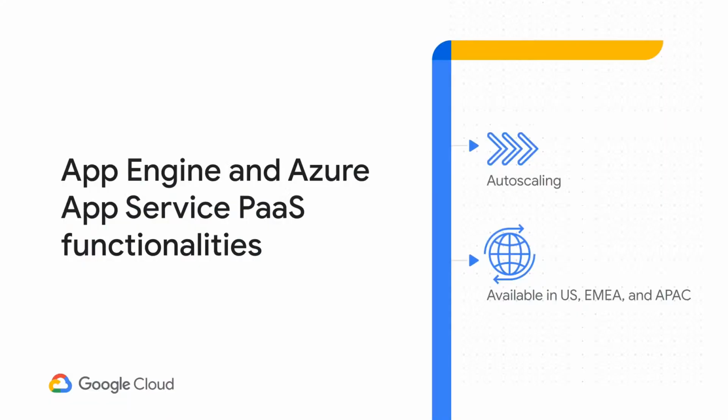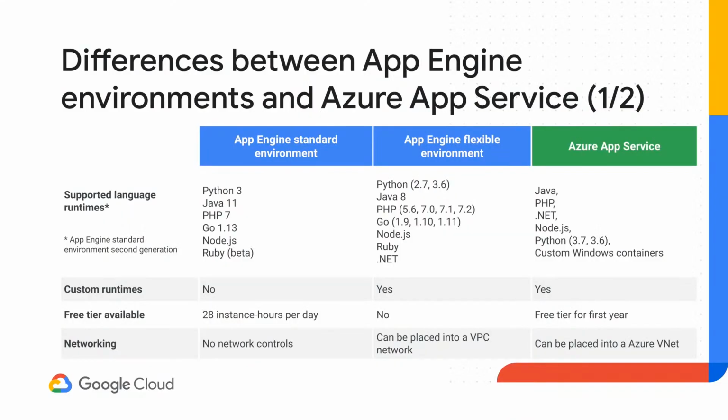App Engine Standard Environment, App Engine Flexible Environment, and Azure App Service offer similar PaaS functionalities. All three can use autoscaling as a way of leveraging resources as needed. All three are available in the US, Europe, Middle East, Africa, and Asia Pacific regions. Let's look at certain features and see how they differ between the two App Engine environments, as well as Azure App Service. App Engine and Azure App Service offer a wide variety of runtimes.